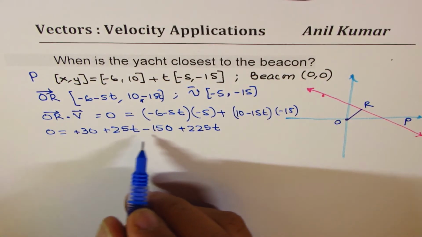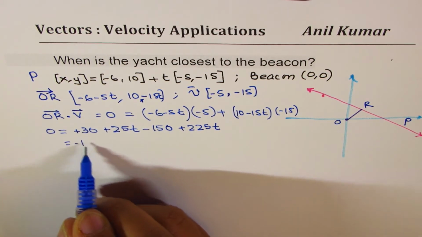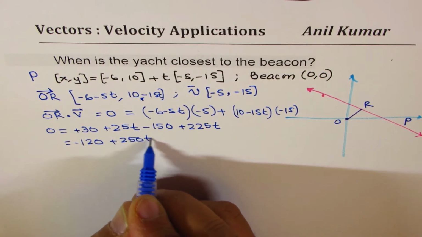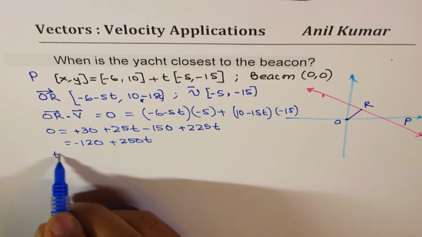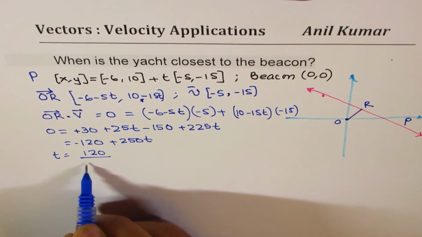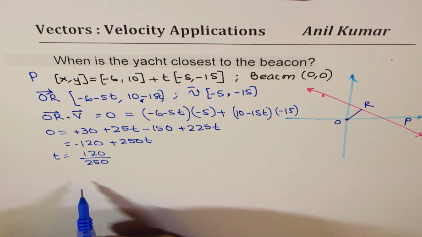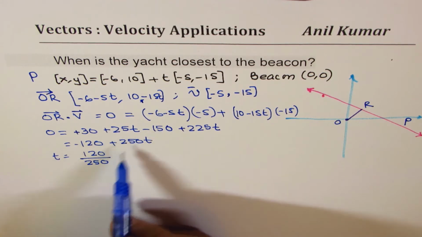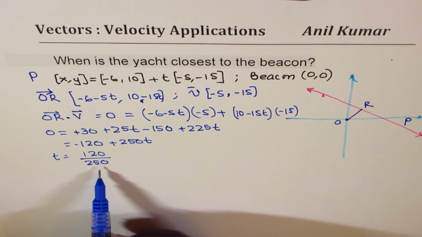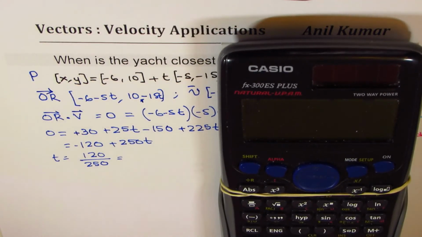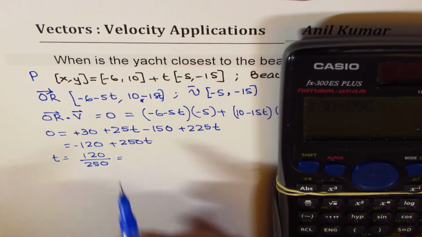Combining these terms, we get -120 and this is 250t. And therefore, t is equal to 120 divided by 250, correct? So we get a value of t which is 120 divided by 250. Since we know this value of t, we could actually write the decimal equivalent. Let's do it. 120 divided by 250, in decimal, is 0.48.